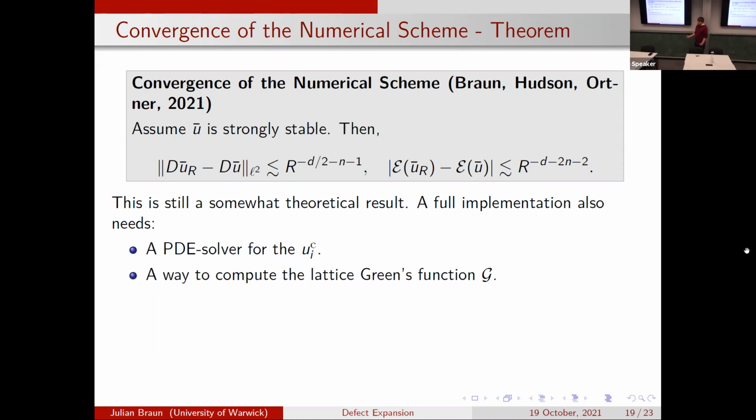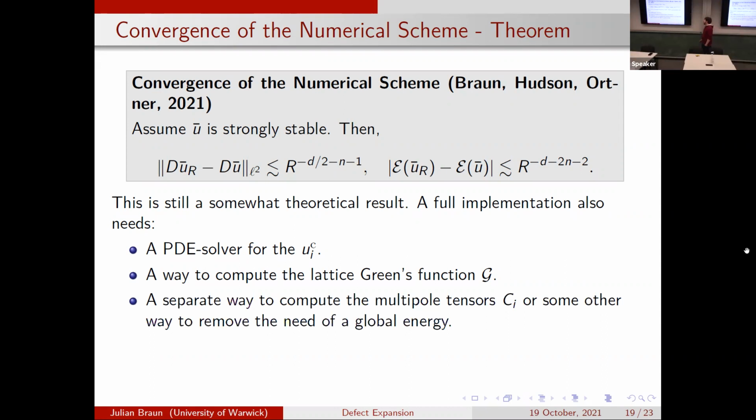For that, it's key what I showed you at the beginning, that you can expand it into continuum kernels. And if you only want 3 orders of accuracy, then you only need to take the first 2 terms in that expansion. And there's a nice Fourier formula for each of these, which is just a one-dimensional integral in Fourier space. So we know a way to do that as well. And the last part is a separate way to compute multipole terms, or some other way to remove the need of actually looking at the global energy. And so we actually have a way for that as well, which is kind of an iterative scheme, but with a small number of iterations.